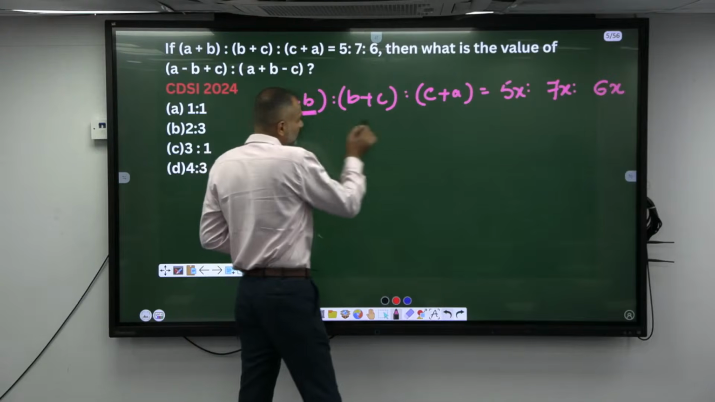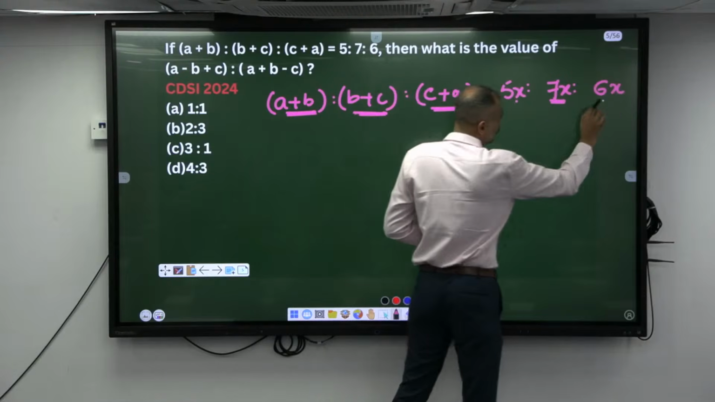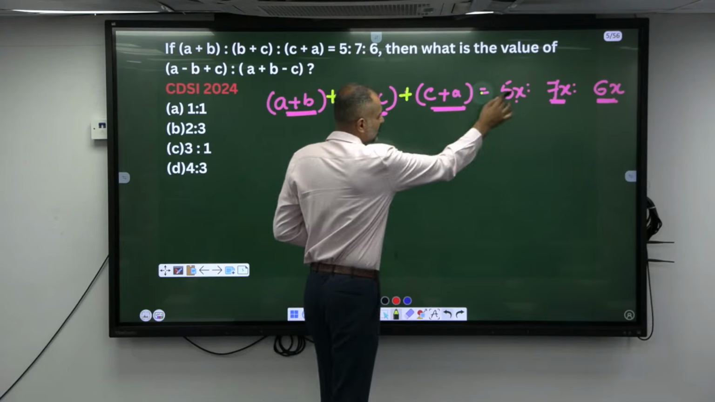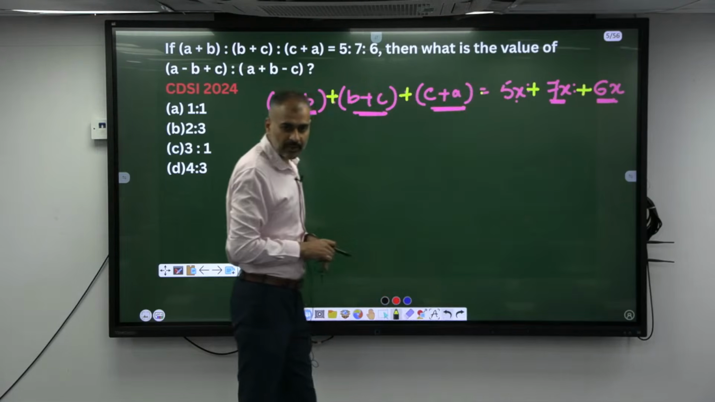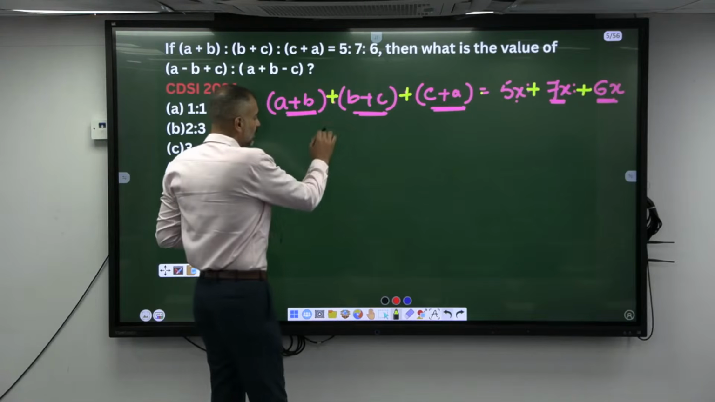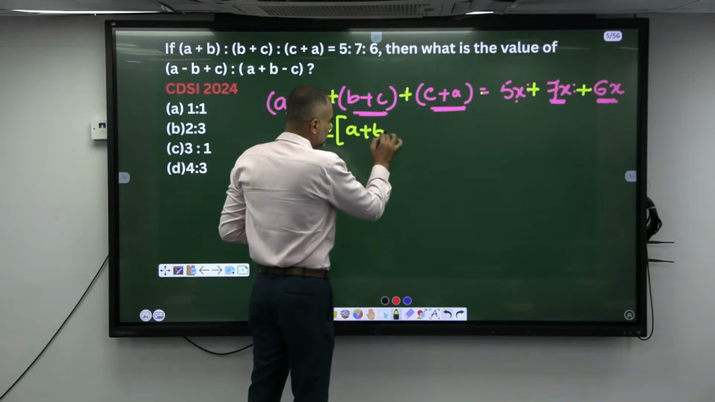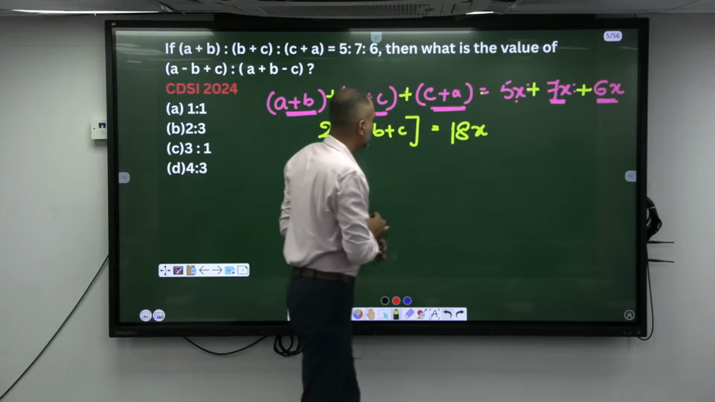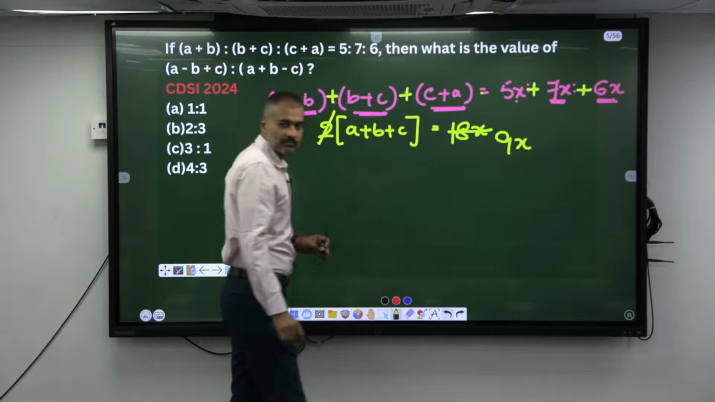What is A plus B's value? 5x. B plus C value? 7x. C plus A value? 6x. What if I add these three here? 5x, 7x and also 6x will get added. Like terms will get added: A plus A, 2A, then 2B, then 2C. So can I take 2 common here? 2 times A plus B plus C is equal to 18x. If 2 times A, B, C is equal to 18x, then A plus B plus C is equal to how much? 9x. Got it, sir?